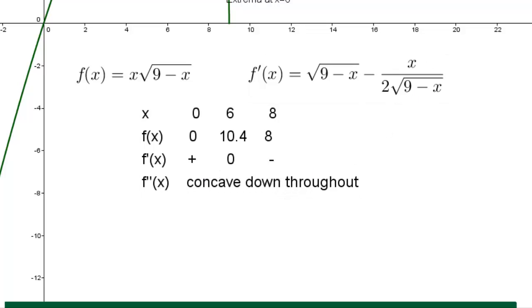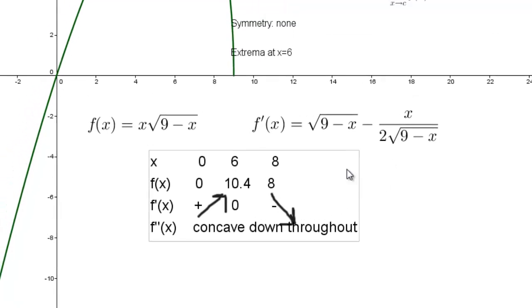So what that tells us is the function is increasing, then it's flat, then it's decreasing. And the second derivative, if we were to find it, is going to tell us that it's concave down throughout, because we're going to get a negative number when we put in the second derivative.